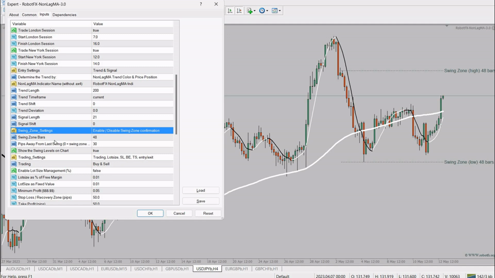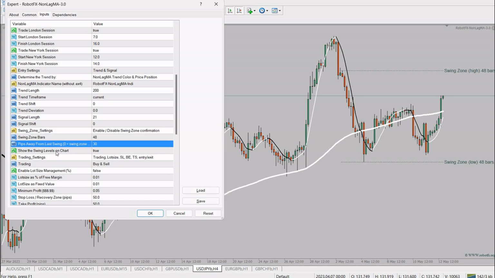The swing zone confirmation has only 3 inputs in the Expert Advisor settings. One is the swing zone bars, which is set to 48. Then there's the pips away from last swing, set to 30. And then the possibility to show the swing levels on the chart, which is set to true. And that means that we can see those 2 nice parallel lines, the swing zone high and the swing zone low, that the price seems to bounce from.